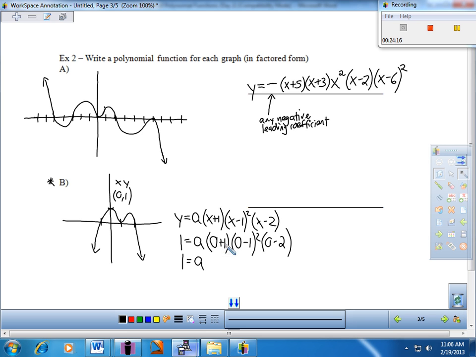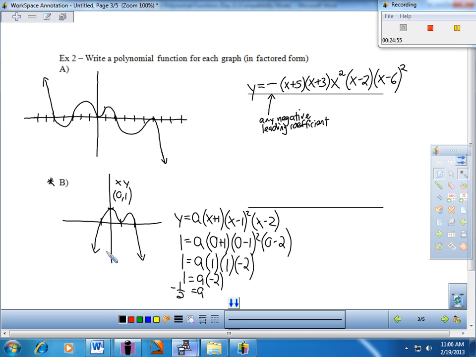So let's see. I've got 0 plus 1, which is just 1. I have 0 minus 1, which is -1. But then I'm going to square -1. That actually becomes 1. And then 0 minus 2 is just -2. So all of this is just multiplication, right? So I've got 1 equals A times 1 times 1 times -2. Are you okay with multiplying that together and just saying that's -2? And do you want to divide that -2 on over? And when we divide that -2 on over, hey, look at that. Very nice. I end up getting A is equal to negative 1/2.